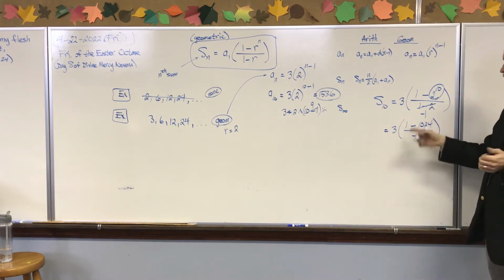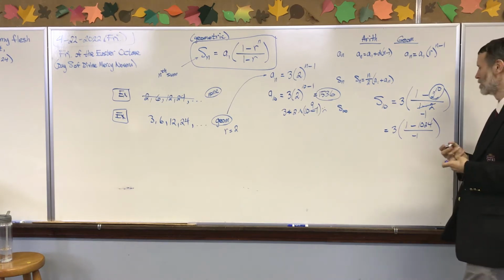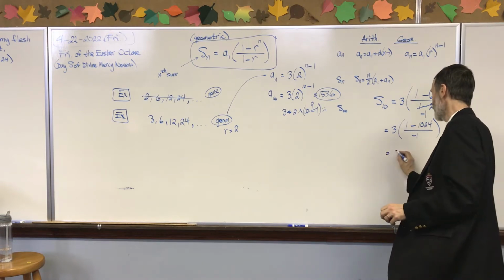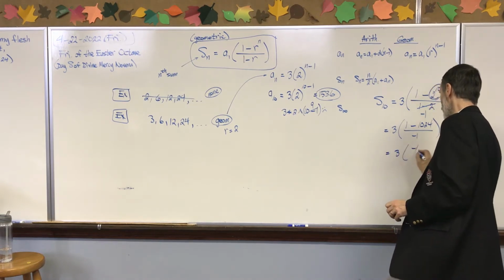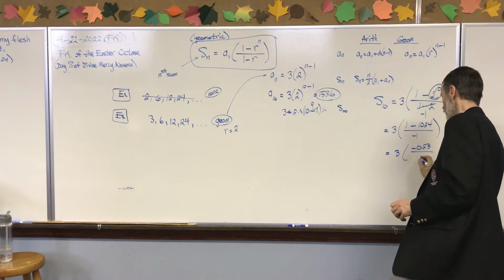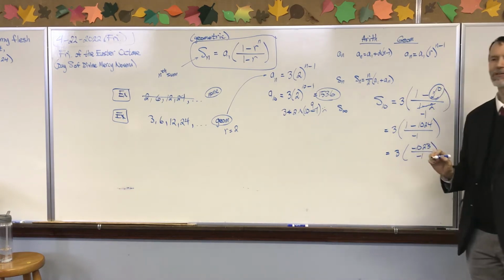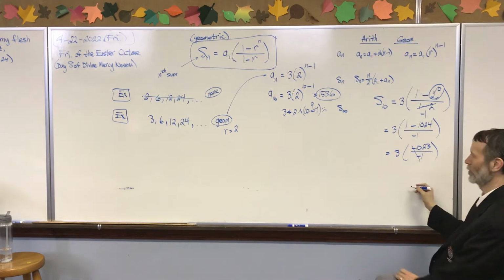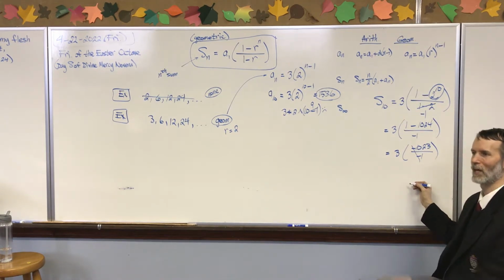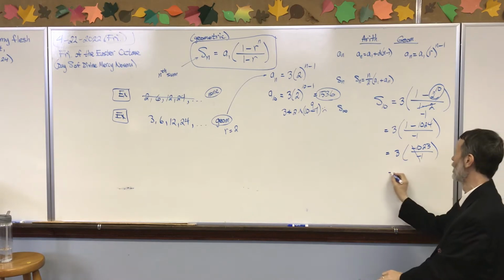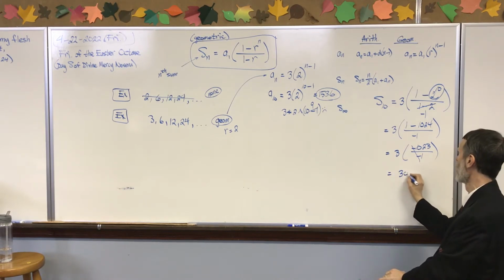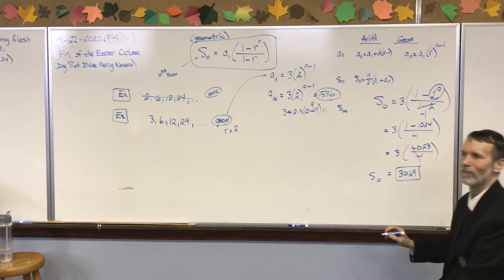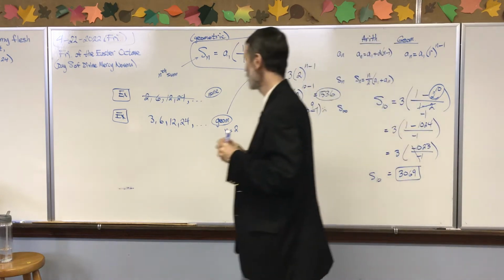What else can you simplify? 1 minus 1024 is what? Negative 1023. Let me write that first. Negative 1023 over negative 1. What's negative 1023 over negative 1? Positive 1023. There's one last thing to do. Multiply by 3. 3069. You are looking at the 10th sum. If you add up the first 10 numbers, you will get that, guaranteed.